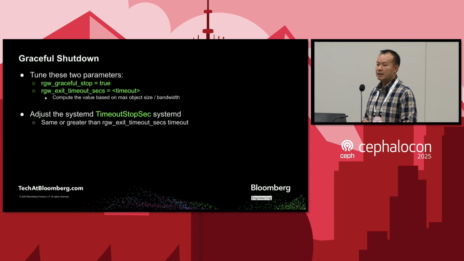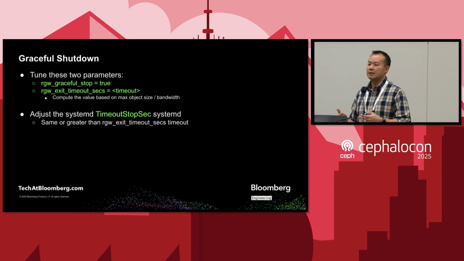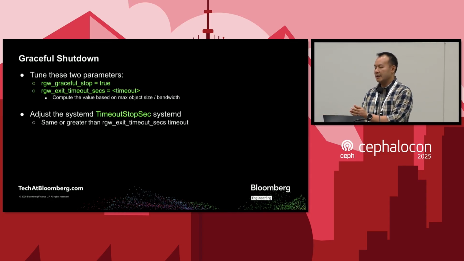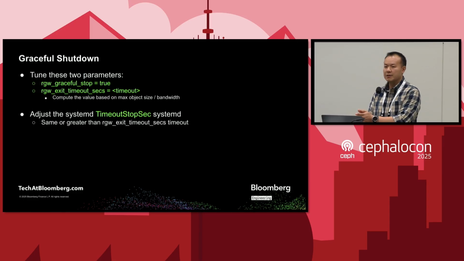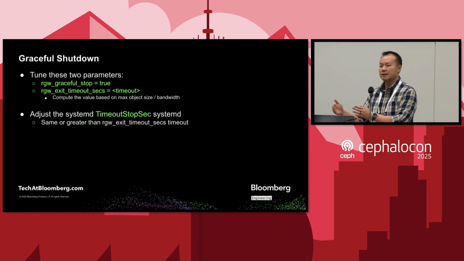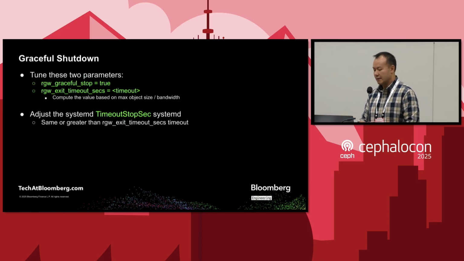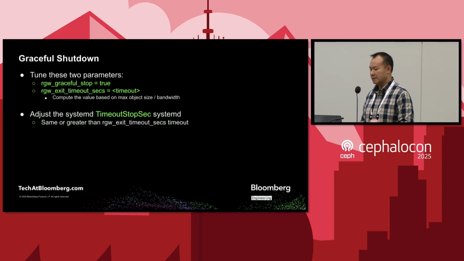The second one is your fail-safe. Even if it could not finish processing the request, let's say it's a super long-running request, you don't want that instance just hanging around. Maybe it's already locked up, so you want to make sure that at some point it exits or gets killed. That second parameter, exit timeout, makes sure that will take effect.